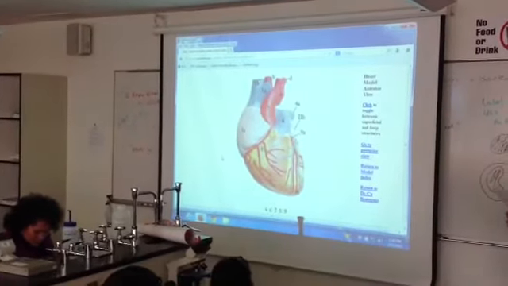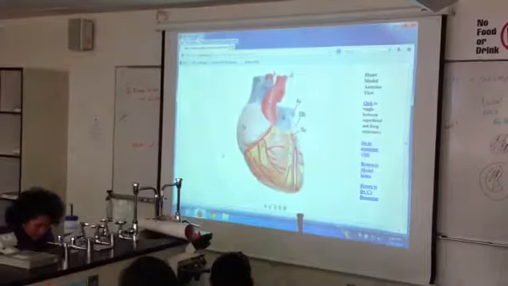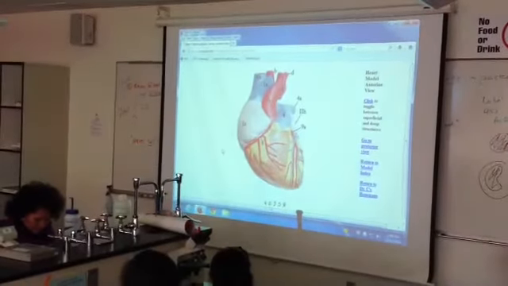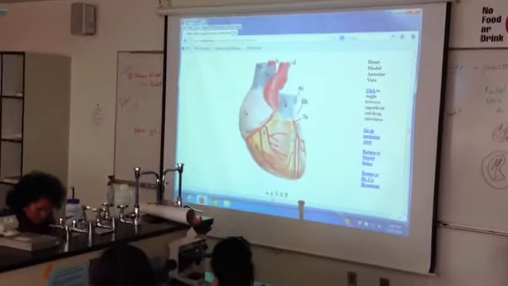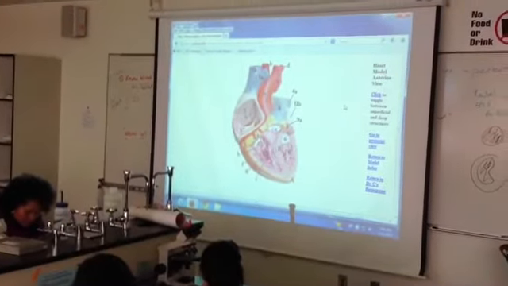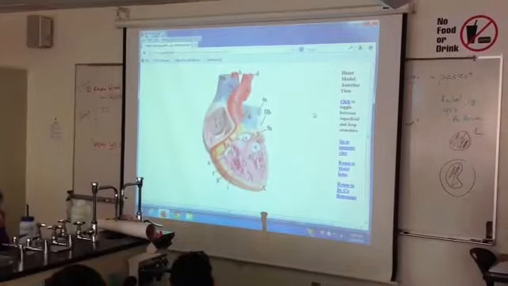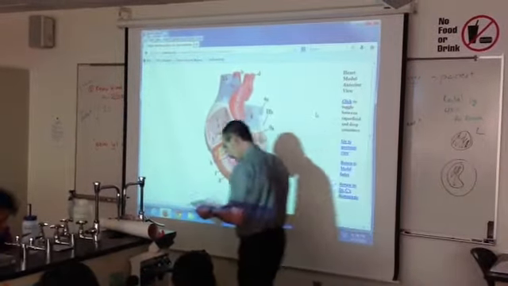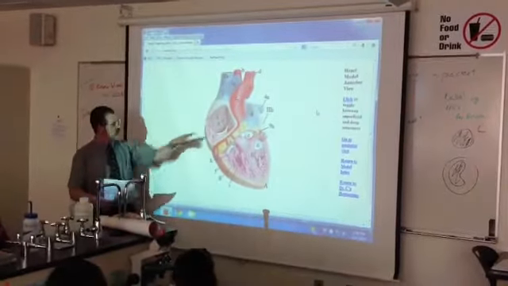So what we're going to do now is start cutting into our heart. Right's on your left. Right, so let's cut in. Roman numeral 1. Tell me what room that is. Atrium. Which one? Right atrium. This is the patient's right upper room.